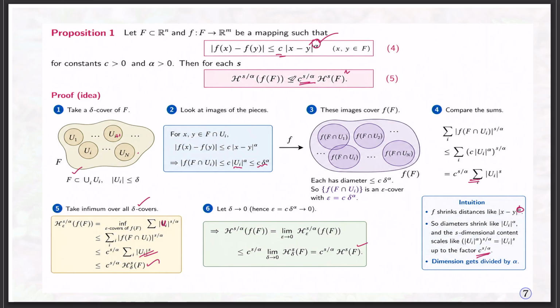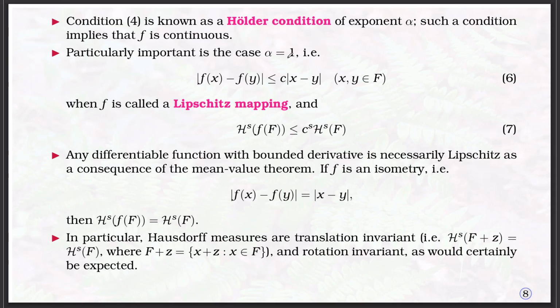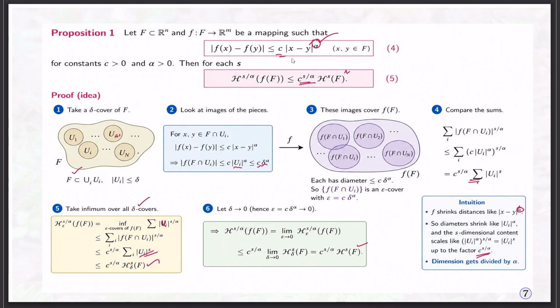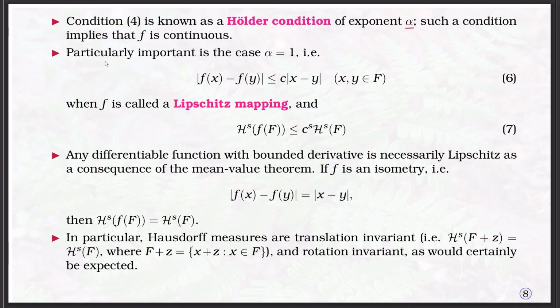Now there is a particular case for this one. This condition 4 is known as the Holder condition with exponent alpha, the Holder exponent alpha. If in the particular case alpha equals 1, then you will get |f(x) - f(y)|, the distance between the images f(x) and f(y), less than or equal to c times the distance between x and y. This is called the Lipschitz mapping. In particular, if this c lies between 0 and 1, then this mapping is called the contraction mapping.